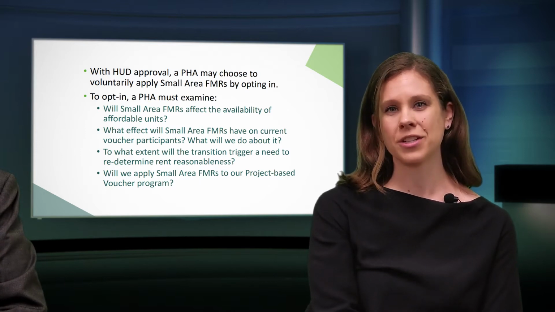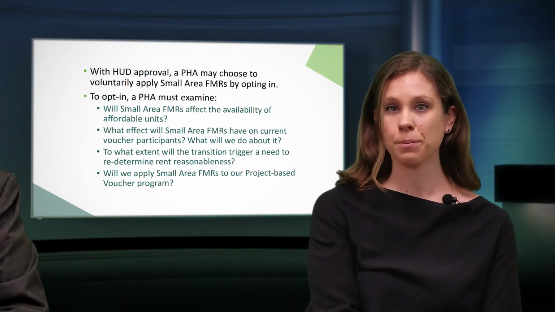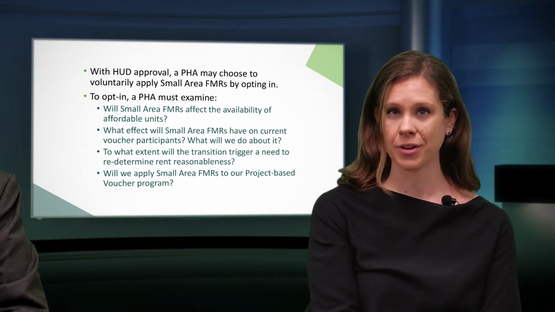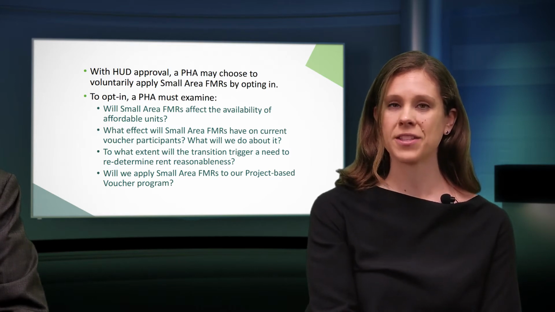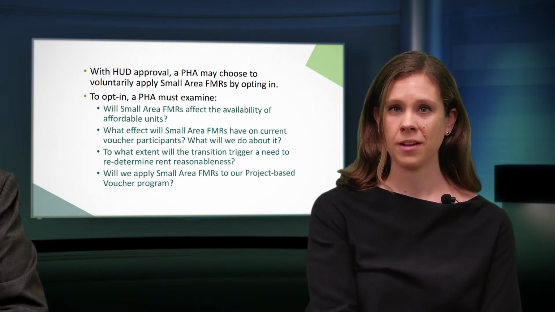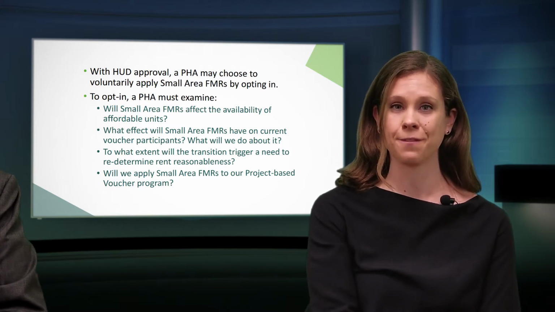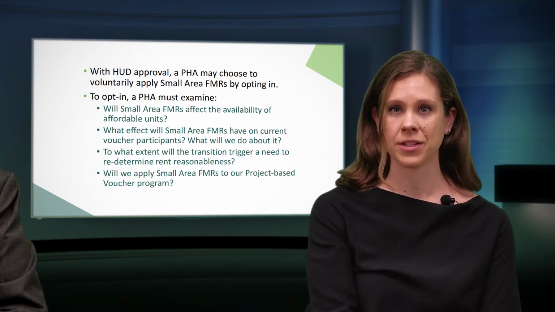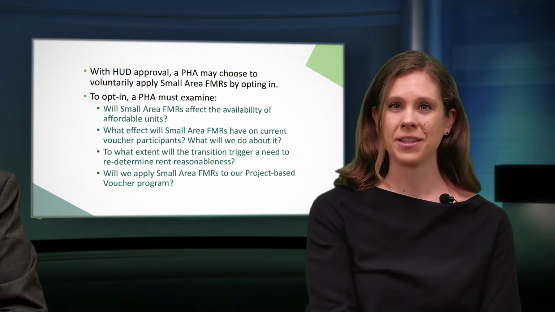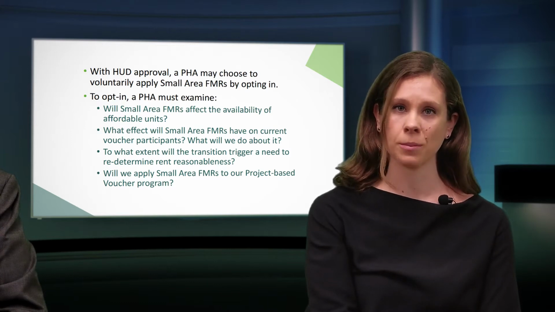When considering whether to opt in and apply small area FMRs, a PHA must compare the applicable small area FMRs and metro area FMRs. In making this comparison, the PHA should consider whether adoption of small area FMRs is likely to have an adverse effect on the availability of rental housing that is both affordable and available to tenants and applicants. Estimate the effect of small area FMR adoption on families currently under HAP contract, and consider whether to adopt the hold harmless or reduction in subsidy options.